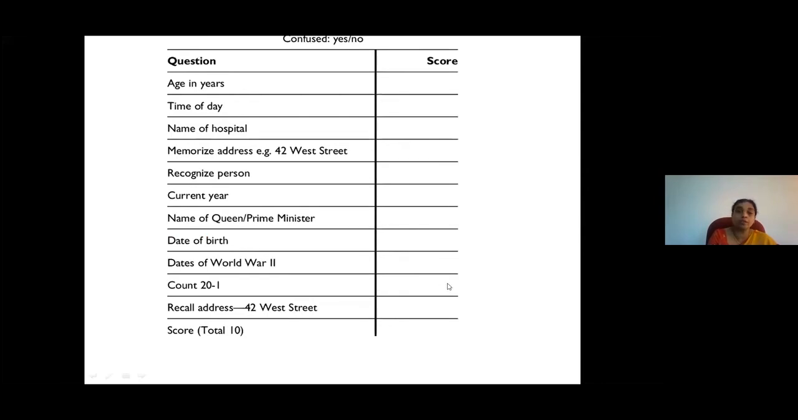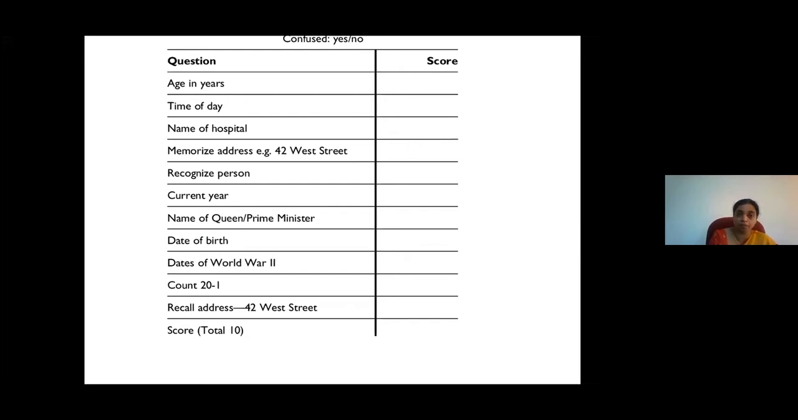So this is the abbreviated mental test score, the third screening tool that I am going to discuss. We ask 10 very simple questions from the patient. Especially we use this AMT, abbreviated mental test, in an acute medical ward to understand the acute cognitive impairment, especially delirium, in elderly patients. We ask 10 very simple questions: age in years, time of the day, name of the hospital at the moment patient is in, memorize an address.